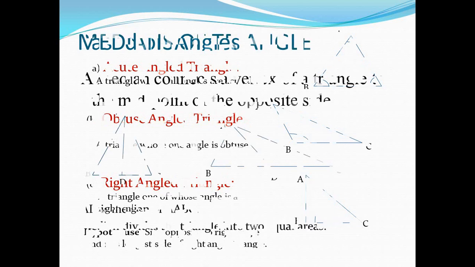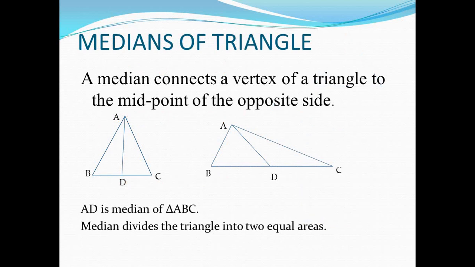Next one is the median of a triangle. What do you mean by the median of a triangle? A median connects a vertex of a triangle to the midpoint of the opposite side. See here, it is a vertex. Opposite the vertex, which side is there? BC. BC's midpoint is what? D. So I will explain once again.